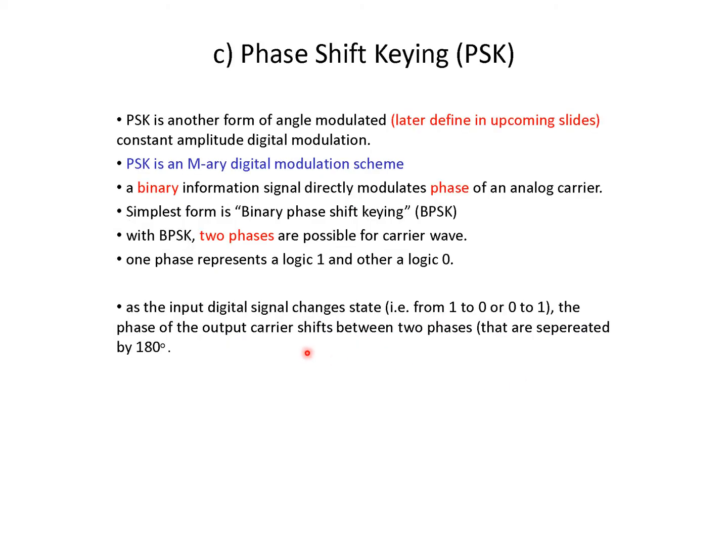Now coming to the third type of basic digital modulation, which is phase shift keying. In the first one we changed the amplitude of the carrier signal. In the second one we altered the frequency of the carrier signal. So obviously in this one we will change the phase of the carrier signal.